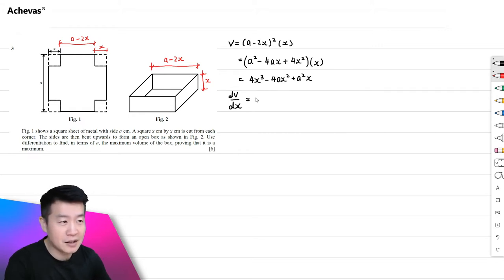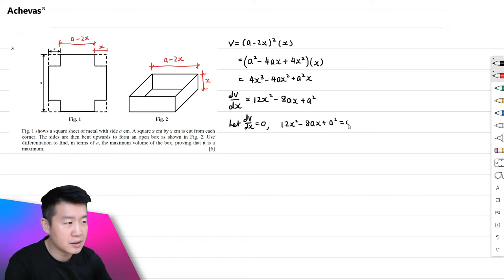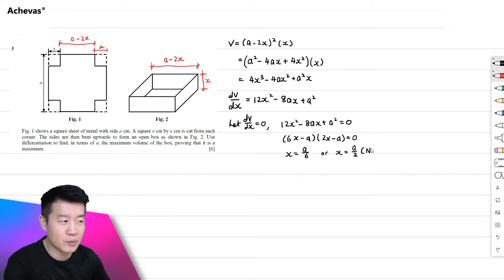So dV/dx here is going to be equal to 12x² − 8ax + a². I am going to let dV/dx be equal to 0. So we have 12x² − 8ax + a² = 0. Factorizing this, we have (6x − a)(2x − a) = 0. This will give us x equal to a/6, or x can be equal to a/2. X equal to a/2, we will be rejecting.